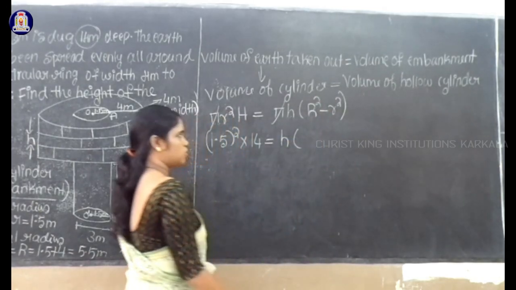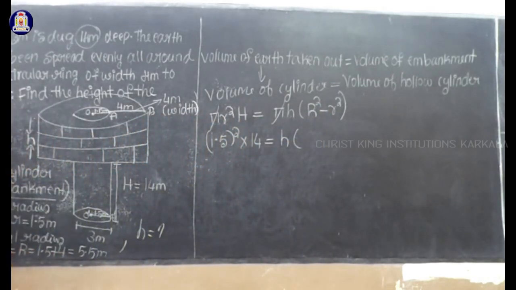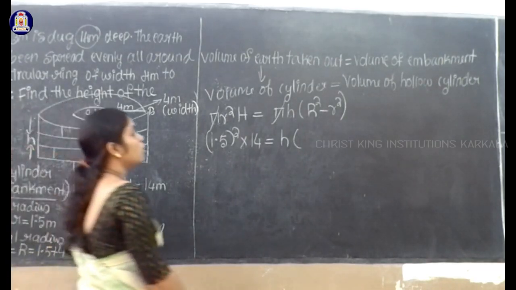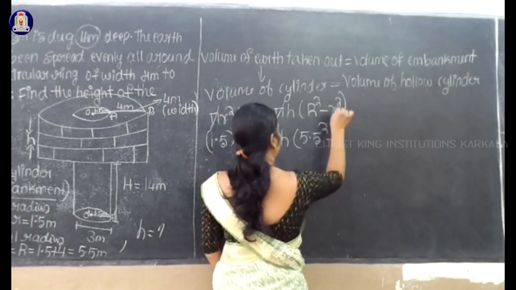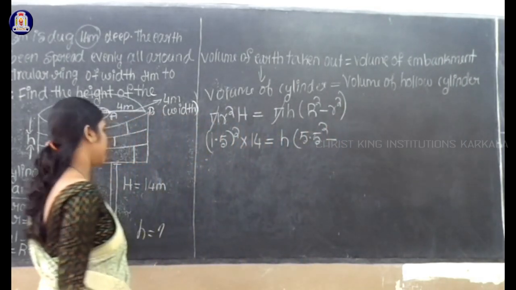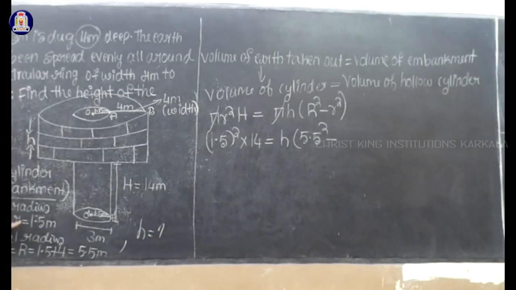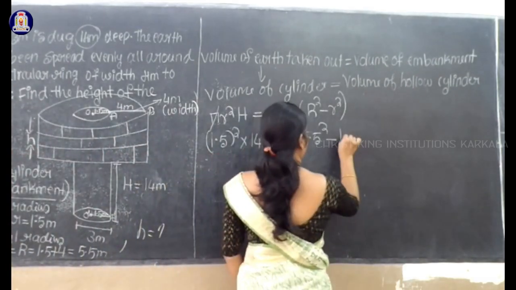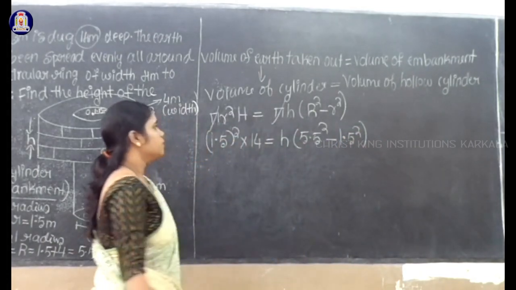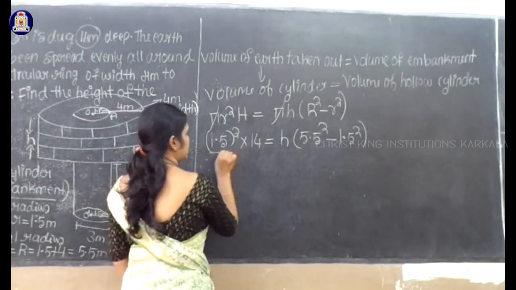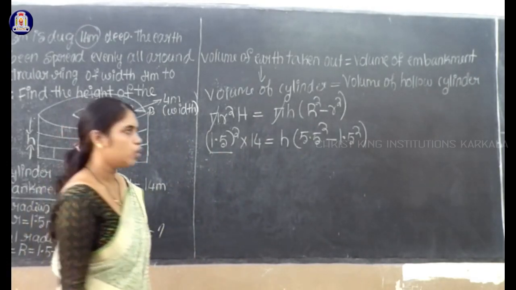Capital letter R square. What is the value of capital letter R here? Capital letter R means external radius, which will be equal to 5.5. So 5.5 whole square minus small letter r square, which means internal radius. Internal radius is how much? 1.5. So 1.5 whole square. So now first calculate the value of 1.5 whole square.